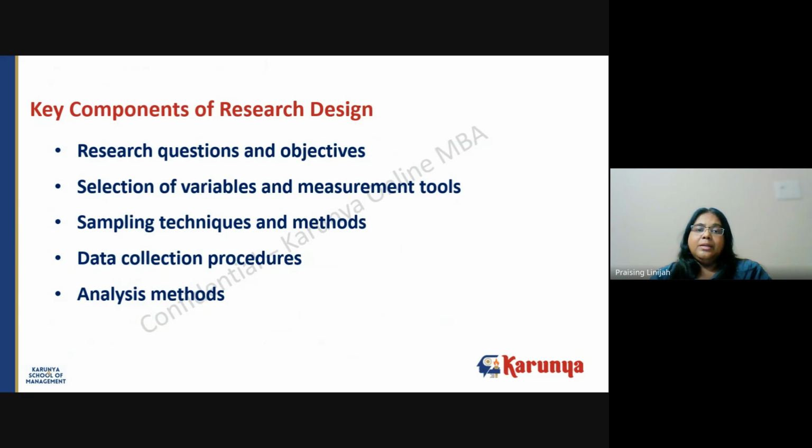Another important component is selection of variables and measurement tools. Fixing the right objective is very important, and shooting the right research question to get a clear objective is very important. Once you are clear with your objective, selection of variables and its measurement tools is the next crucial phase, wherein what will you measure and how? Say, measuring service quality by customer ratings on a scale of 1 to 5.